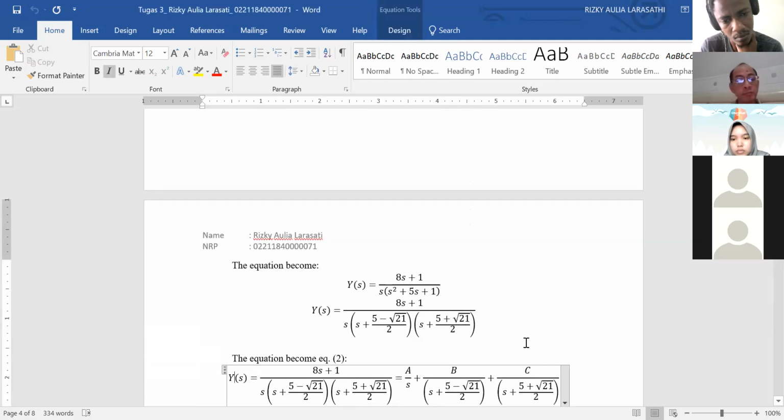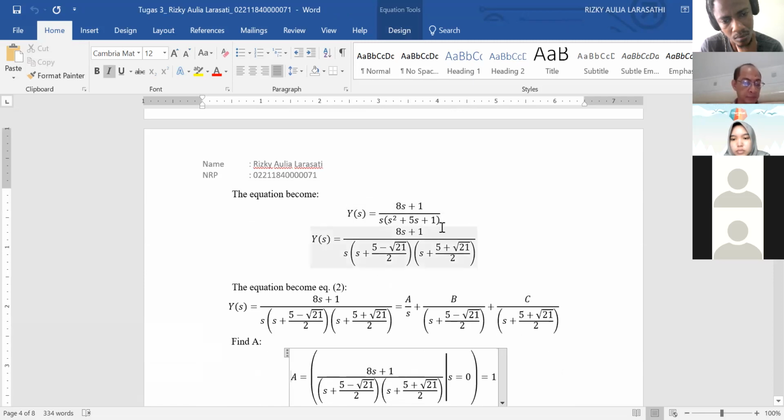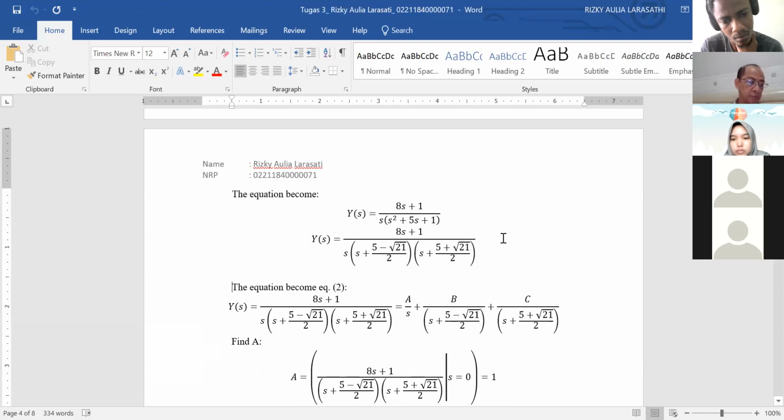Okay, so we get Y(s) equals (8s plus 1) per s times (s² plus 5s plus 1). And then we can get the factored form: Y(s) equals (8s plus 1) per s times (s plus (5 minus square root of 21) per 2) times (s plus (5 plus square root of 21) per 2).